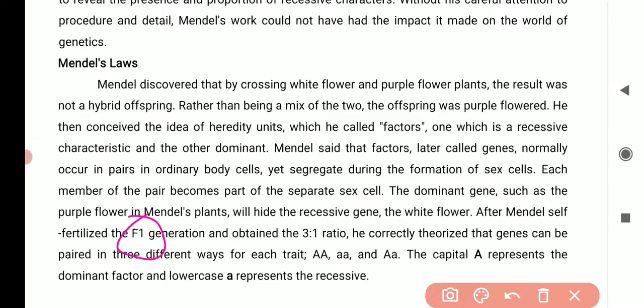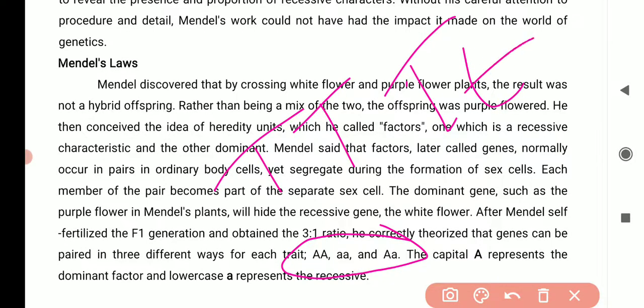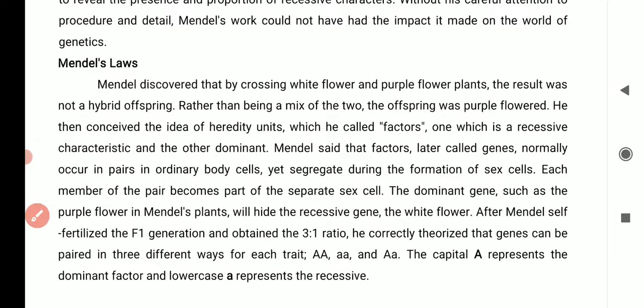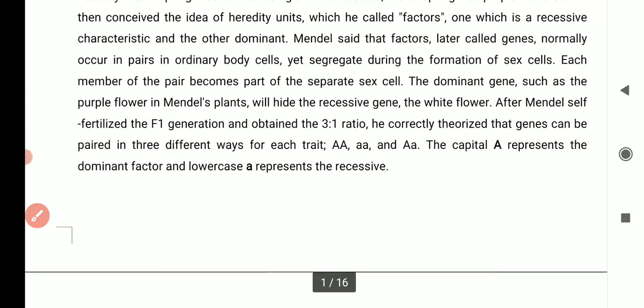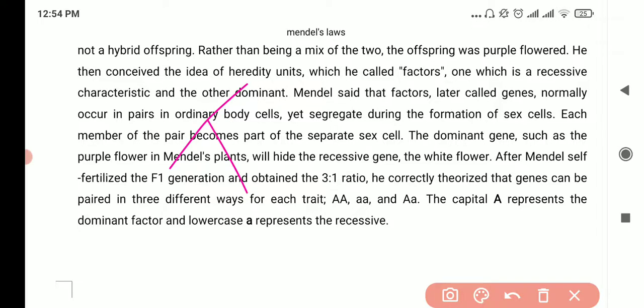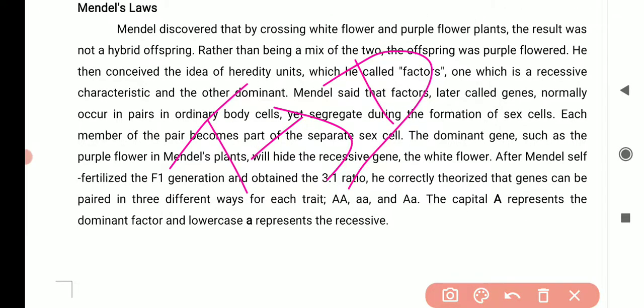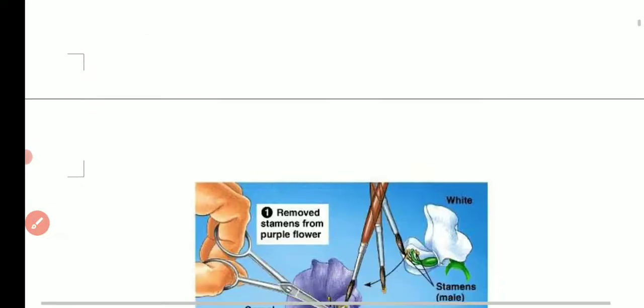Okay, so it was correct what he thought. We observe something like that. Remember, tall, capital T, small t, this is also tall hybrid, and dwarf, small t, small t. Okay, so the capital letter, capital T or capital A, whatever you choose, is the dominant factor, or the dominant gene in modern terms, and the lowercase small t or small a, whatever you choose, is your recessive character, or factor, or recessive gene. Okay, so I think it's clear from there.